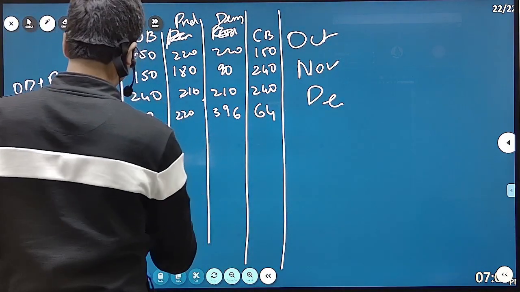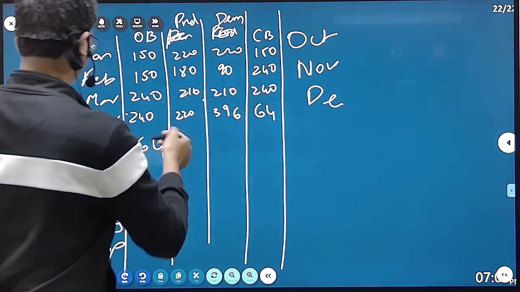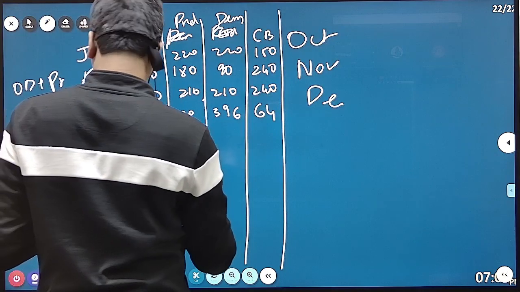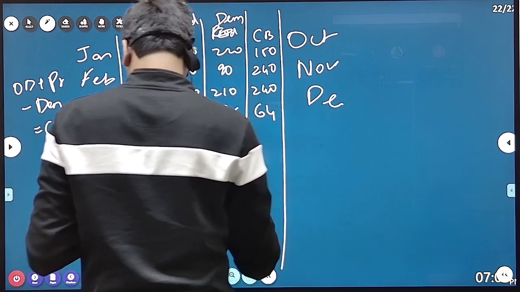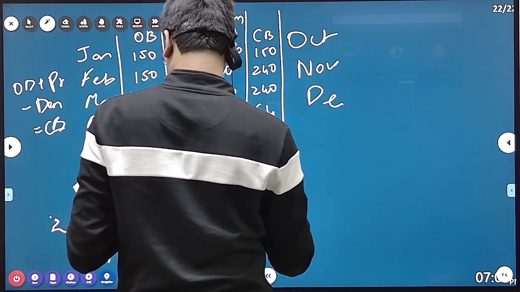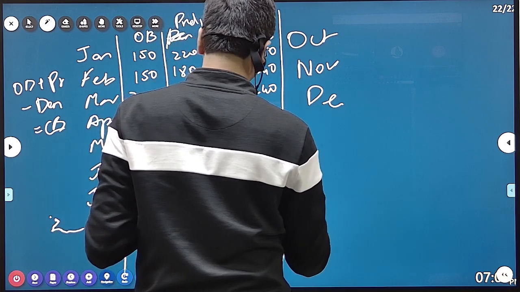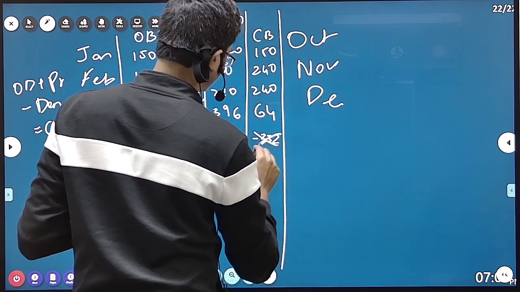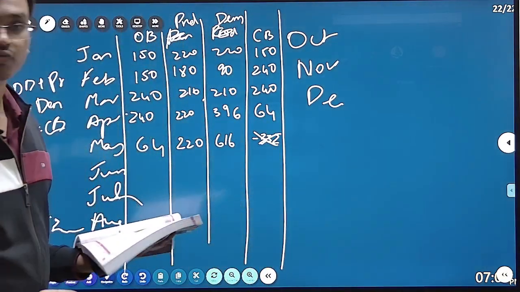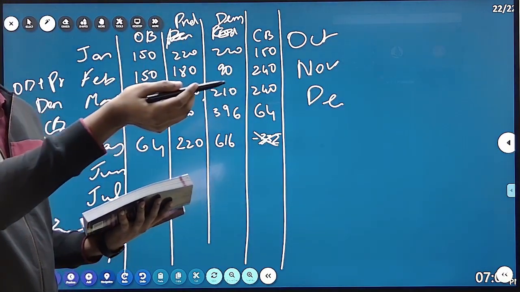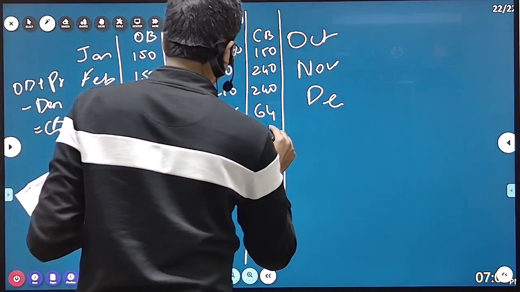Coming to May, 64. So opening balance will be the balance of the previous month. I'm just carrying that forward. 64, 220, 616. So here you will have a minus 332. So you will not have any closing balance. Now if you're not having closing balance, how are you going to fulfill? Because we are also subcontracting, right? So we will get the units from subcontracting. Okay, so your closing balance will be 0.